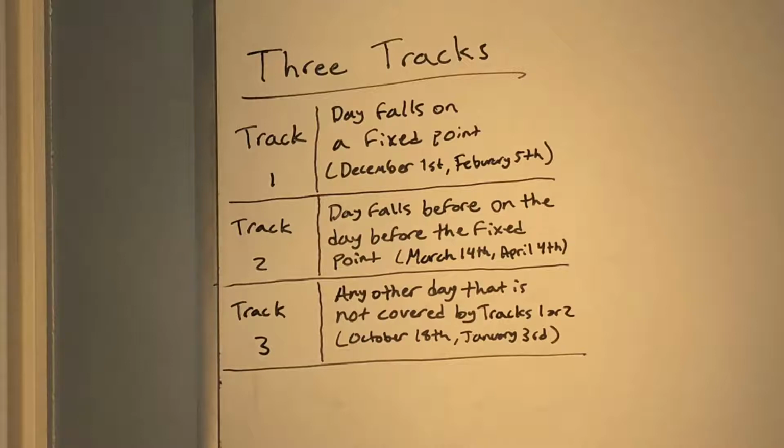The third track is any other day that's not covered by tracks 1 and 2. So it does not fall on one of the fixed points, and it does not fall on one of the days before one of those fixed points. So it would be dates like October 18th or January 3rd.